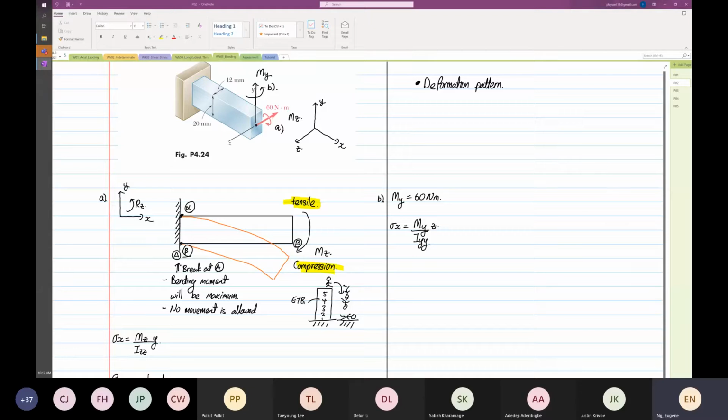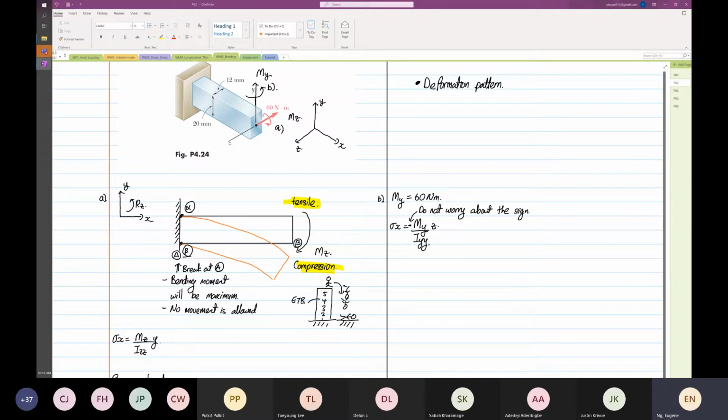By right, I should put a minus sign down here, but I don't want you all to worry about the sign, because once you look at the deformation, you know whether it is positive or negative. So don't worry about the sign. I'll write down here, do not worry about the sign.